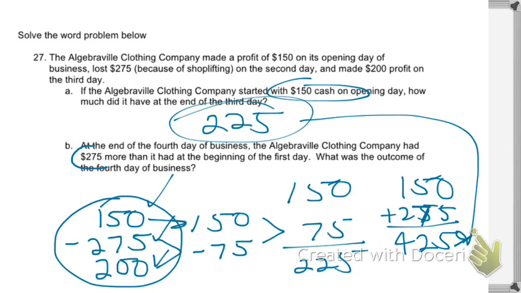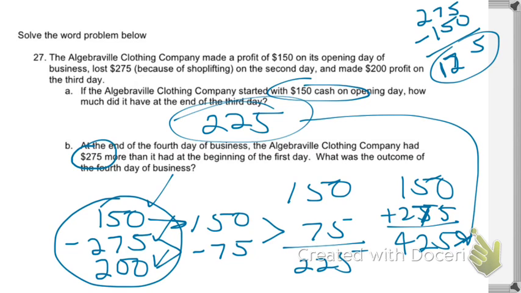So, if we look at this 275, at the beginning of day 1 they had 150. Now, at the end of the fourth day they have 275, so we'll subtract those two, which gives us $75, right? 5 minus 0 is 5, 7 minus 5 is 2, no, gives us 125. So, what was the outcome of the fourth day of business? 125 there. I think on the fourth day, they should have had 225 after day 3. If they only end up with 125, they lost money. I'll have to check that one in class.